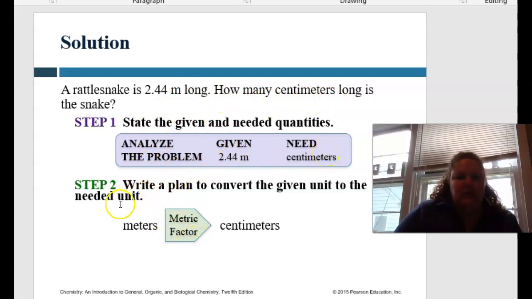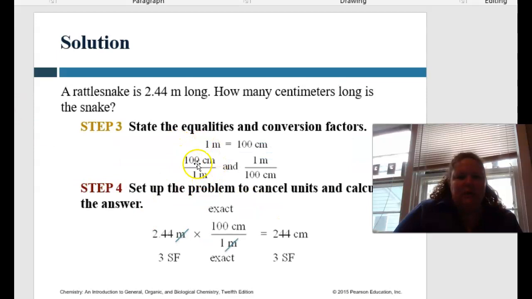And so what are we going to have to do? We're going to have to convert the meters to centimeters. Well, what was the formula for doing that? 100 centimeters equals a meter. That's how we're going to state the equalities and conversion factors. And then we have to set up the problem so that the units cancel. We want 2.44 meters, which is what we are given. We want meters on the bottom so that those two can cancel each other out. So what we end up doing is 2.44 times 100, and that gives us 244 centimeters. And again, double check your sig figs. We had 3 sig figs. This is an exact conversion, and so we need to give the answer in 3 sig figs.